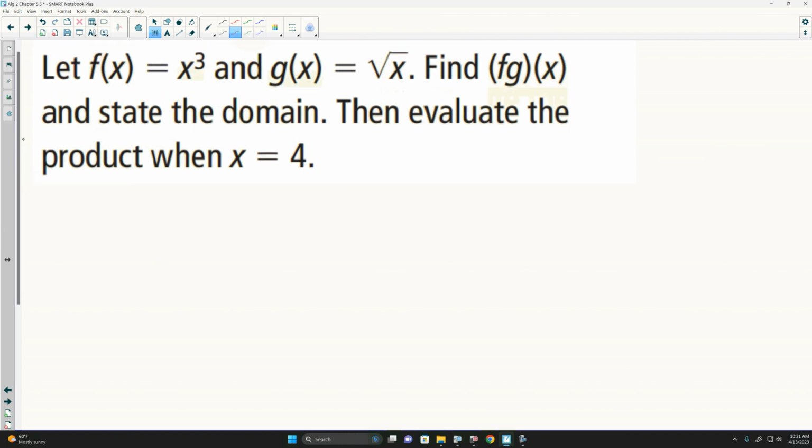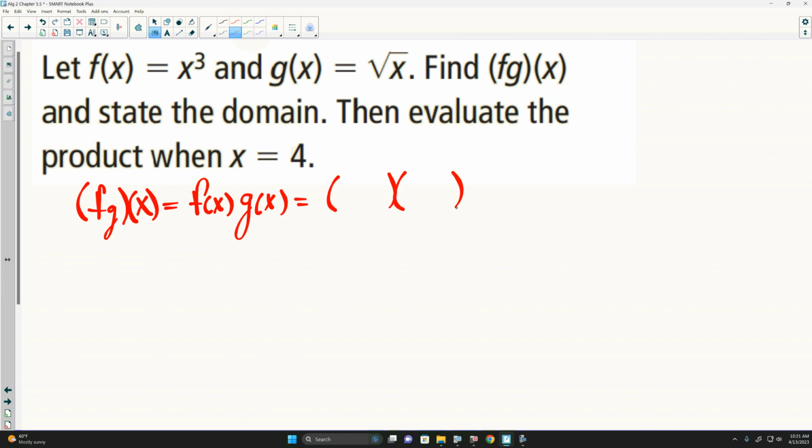f of x is x cubed. g of x is square root of x. Find f times g of x. So f times g of x is the same as f of x times g of x, and we can replace our functions here. f of x would be x cubed. g of x is the square root of x. And if we multiply them together, we get x cubed times square root of x.